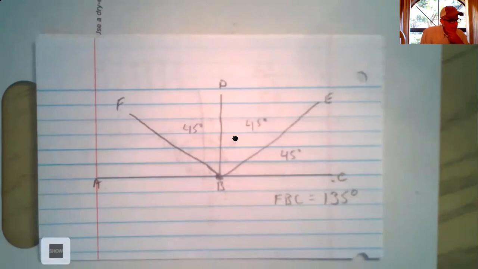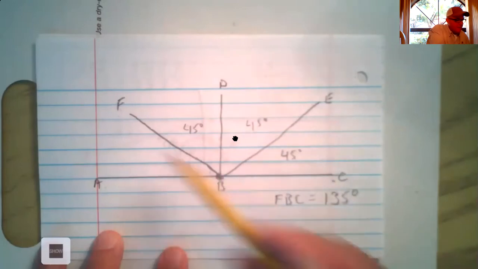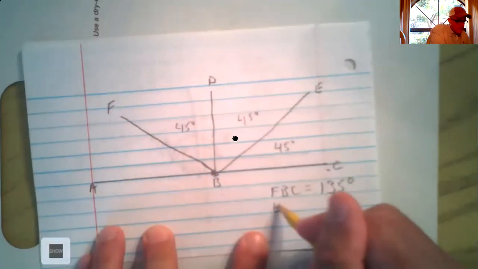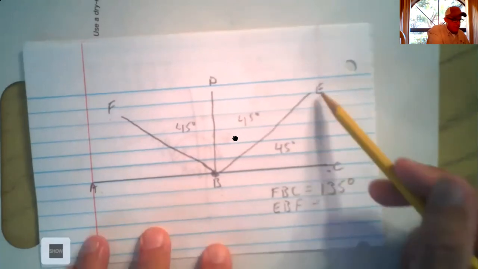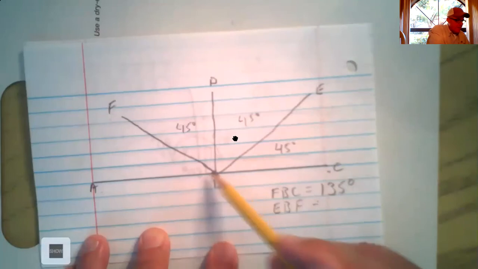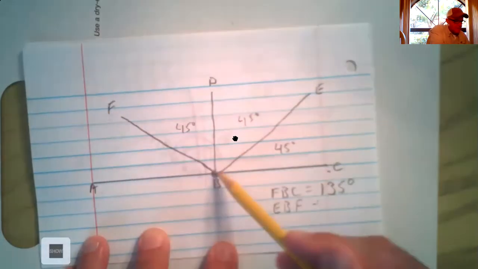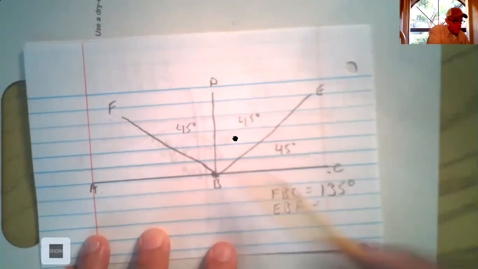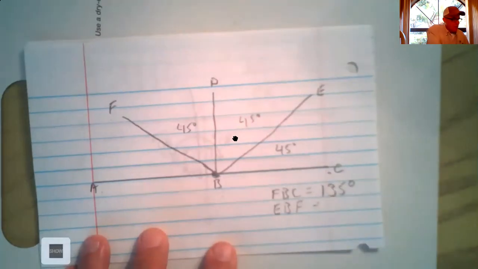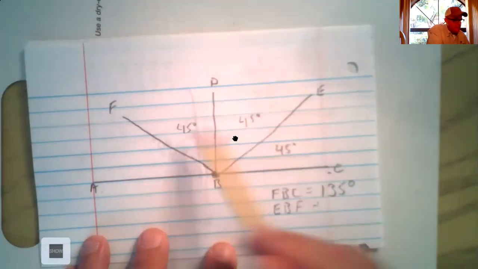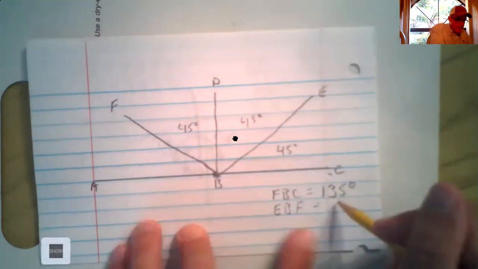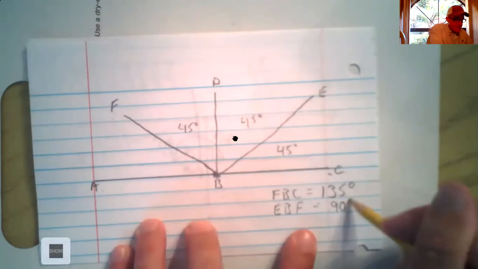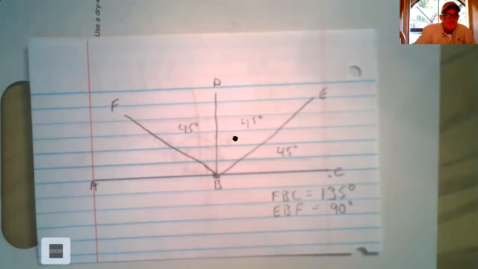Okay, how about angle EBF? EBF equals, so I'm looking at this angle right here, and then that angle right here. They share the common vertex of B. That's why B is in the middle. So if this is 45 and this is 45, yes, we have another right angle. That would be 90 degrees.